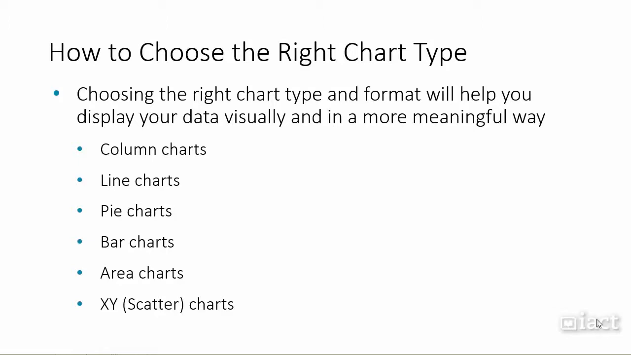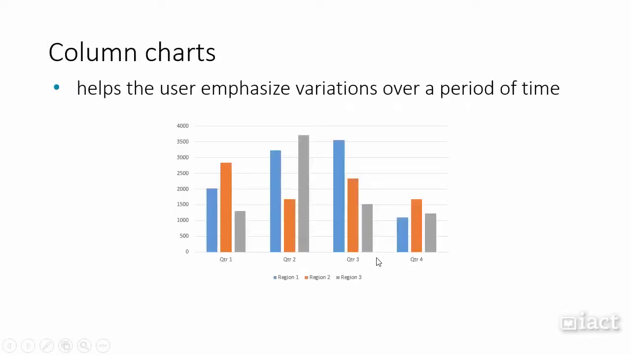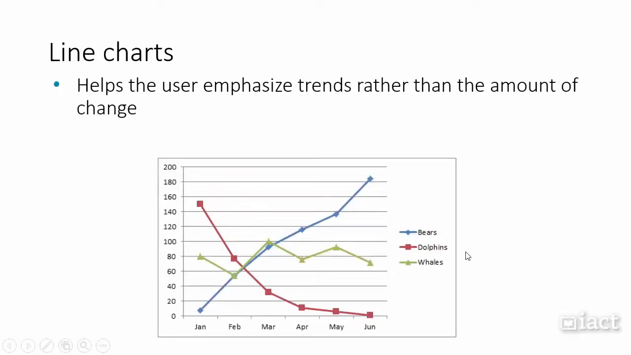So let's start by talking about the column chart. Column charts help the user emphasize variations over a time period. So you can see I've got my vertical and horizontal axes, with my legend deciding where I want that, either at the top or the bottom. I've got the line chart, which helps the user emphasize trends rather than the amount of change. Again, the line chart's not great for multiple sets of data.